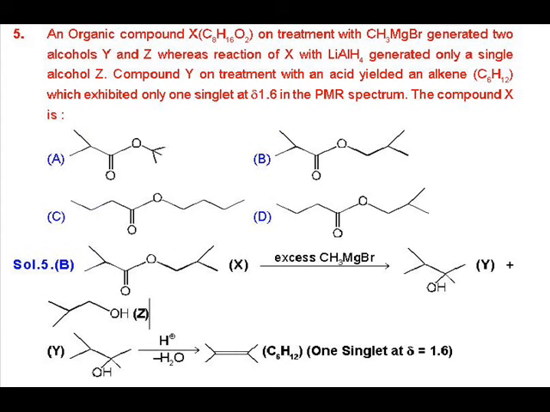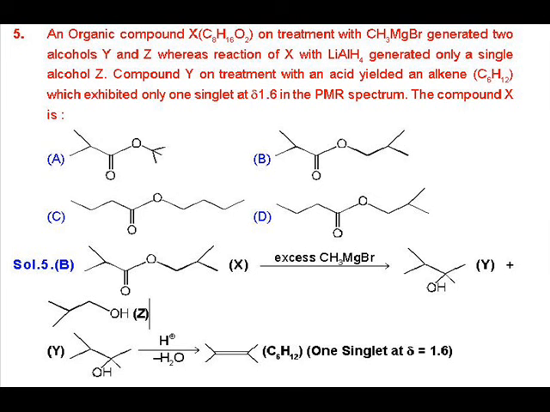Question number 5, MCQ. It is a question of identification of unknown organic compound. So in these type of reactions, first of all we find out the degree of unsaturation. The degree of unsaturation of compound X is 1. It has 2 oxygen atoms, so it can be an ester or an acid. But because it is reacting with Grignard reagent, it cannot be an acid, so it should be an ester.